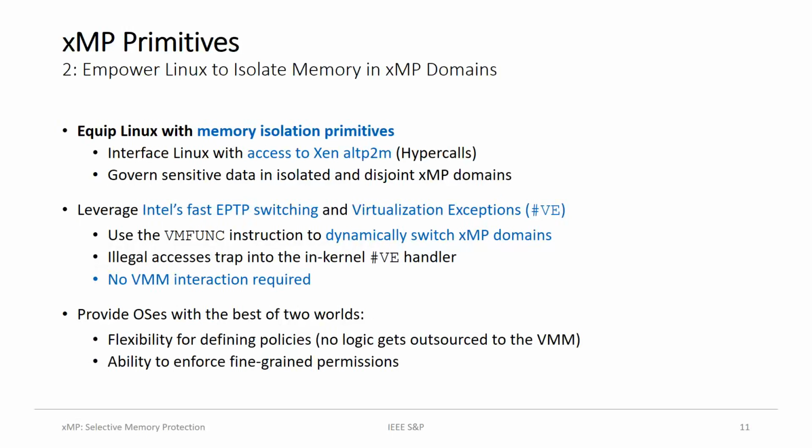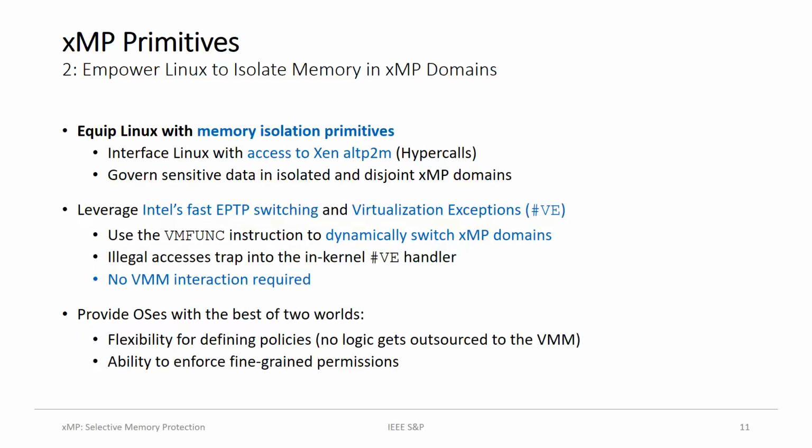The second xMP primitive allows us to equip the Linux kernel with the capability to configure xMP domains. For this, we have extended Xen to allow Linux to use the alt-p2m subsystem. But then again, we only use Xen as a vehicle to set up alt-p2m capabilities for Linux. In a truly no VMM setting, this could be done by the OS kernel itself.